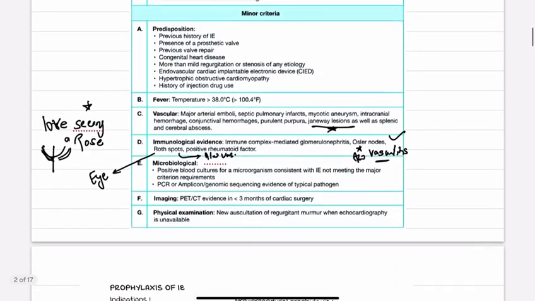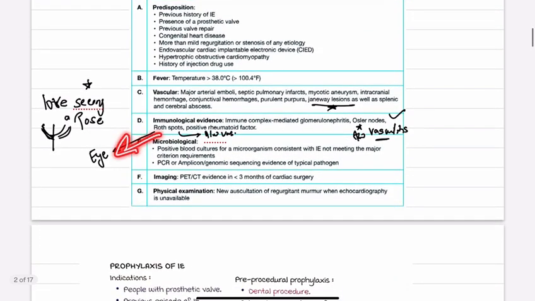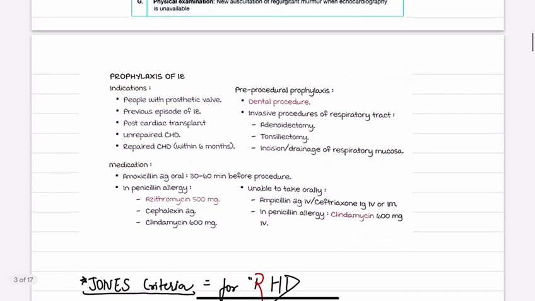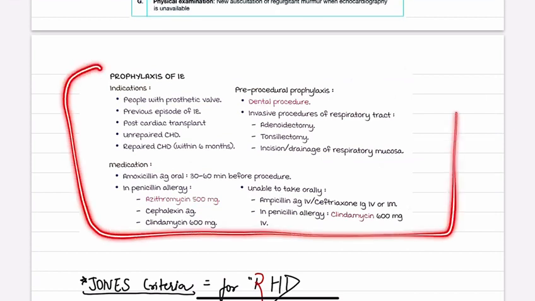The Roth spot is seen in the eye, and Osler nodes in the joints, the main parts of joints like the elbow joint, and these are the prominent parts of the body. And Janeway lesion is a vascular lesion. It is found in the leg as red colored circular patches like this. Vascular. The prophylaxis of IE is indicated in these cases only.